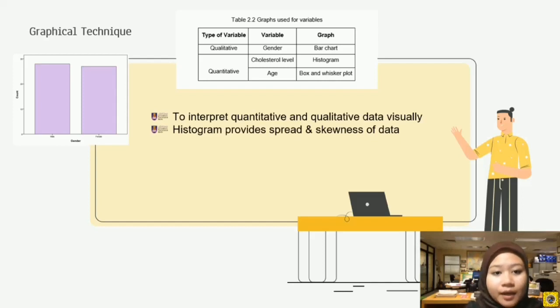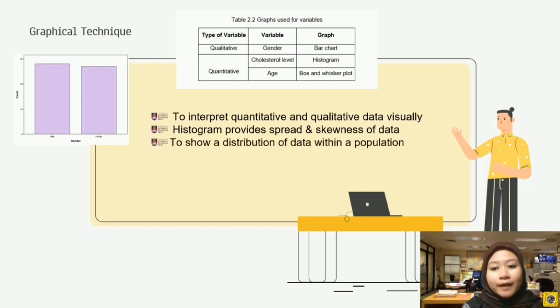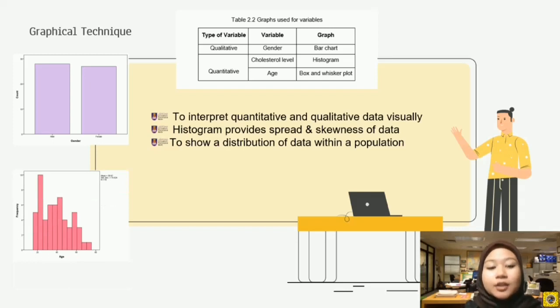Meanwhile, histogram as well as box and whisker plot were used to display the quantitative data visually. Both data were cholesterol level and the age of the 55 persons. The reason why a histogram was used for the cholesterol level data is that a histogram provides a visual representation of the distribution of the cholesterol level of the 55 people, its spread, and skewness of the data. Furthermore, a histogram also helps to visualize and analyze the symmetry and the skewness of the data. In addition, a histogram can visualize any outliers and gaps in the data.